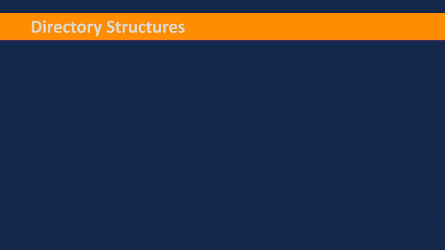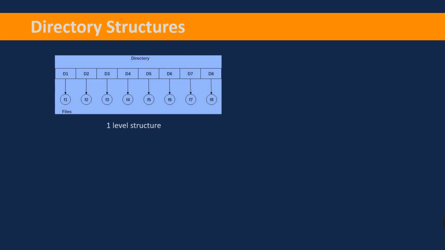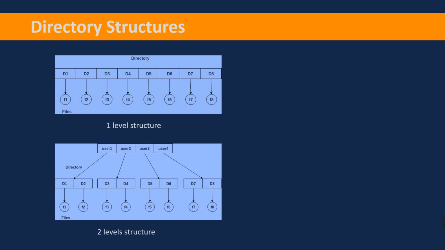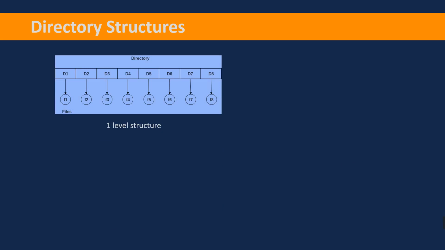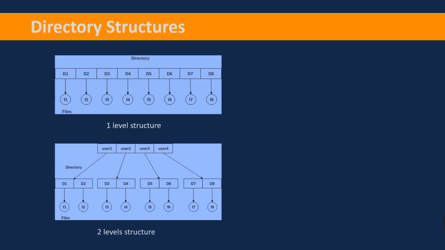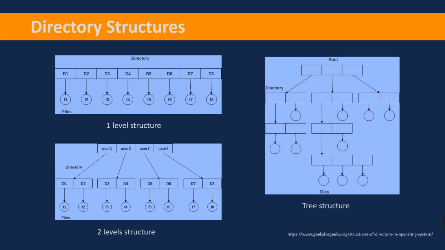Still under directory structure, there are different types of structure. You have the one level structure, and then you have the two level structure, and of course you have the tree structure. Most of the modern OSs are using the tree structure. The one level structure and the two level structure were mostly implemented during the early times, in old OSs.